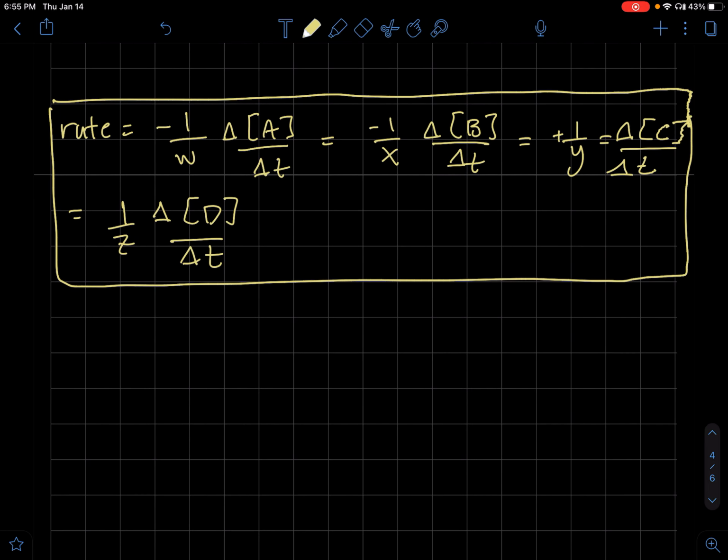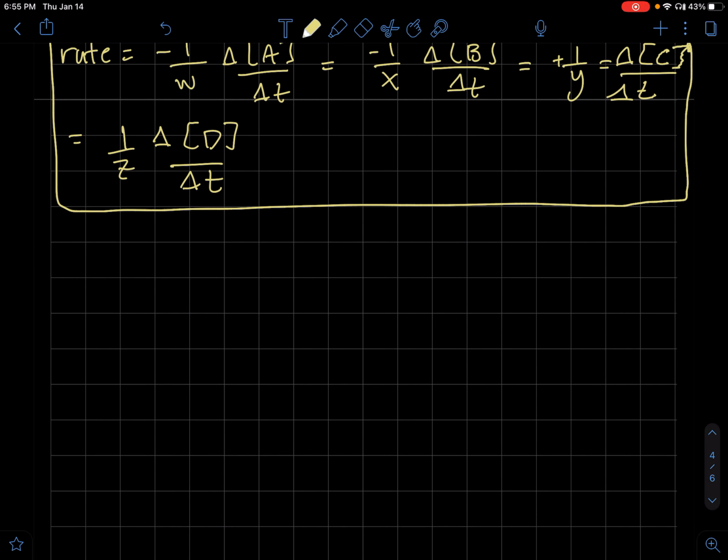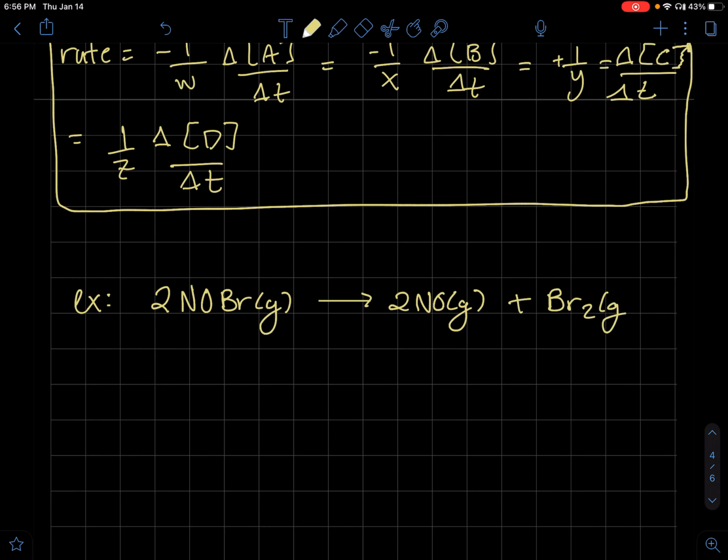So then I'm going to do one problem before we go. So an example is, let's say we have 2NOBr gas, which produces 2NO gas plus Br2 gas. So let's write the rate.